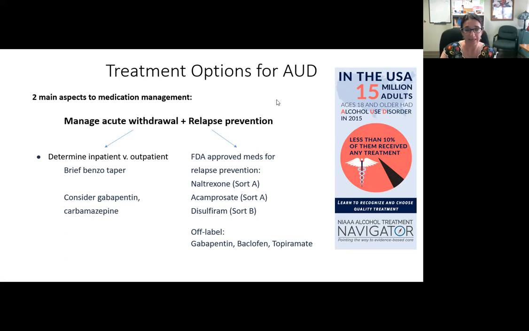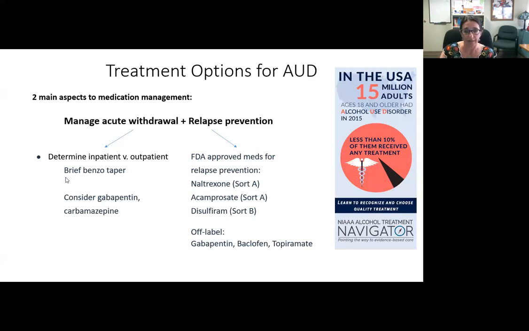So the 2 main aspects when someone's presenting in your clinic are assessing for acute withdrawal and appropriately addressing that, and then addressing relapse prevention. Both can be done in the initial visit, but sometimes, especially in more emergent situations with withdrawal, we may be moving on at a future visit, but we want to try to make the most of that first visit. Just briefly, if someone's in acute withdrawal, we're determining whether they're appropriate for outpatient management versus inpatient based on their risk and severity of withdrawal.